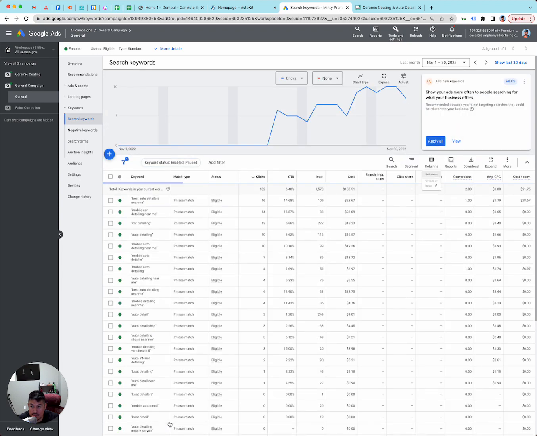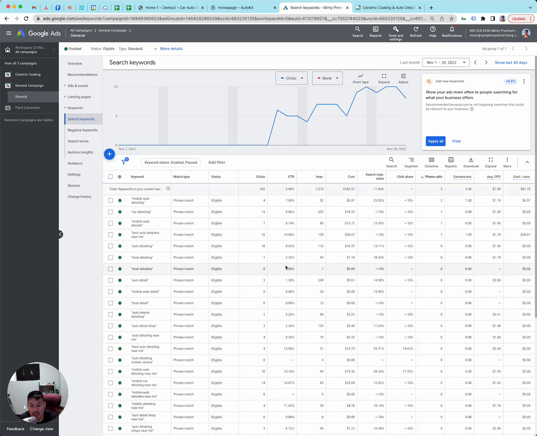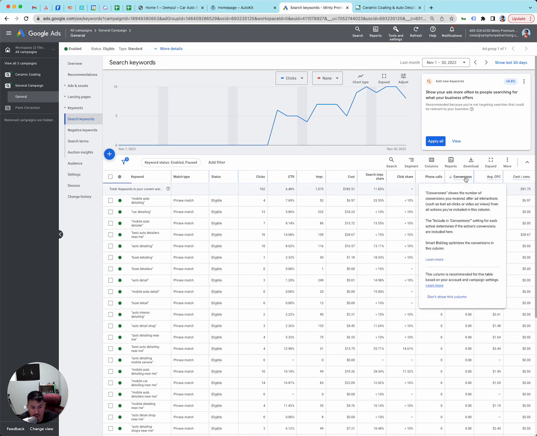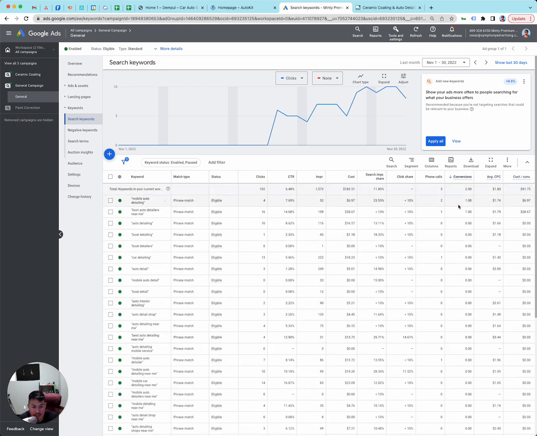All right. Okay, cool. So now we can even see what phone calls generated what keywords generated the call. So mobile auto detailing, 2 calls. Car detailing, 1 call. Mobile auto detailer, 1. Best auto detailer to me, 1. And then we can do the same thing for conversions, which are usually going to be hand in hand. Mobile auto detailing and best auto detailers near me.